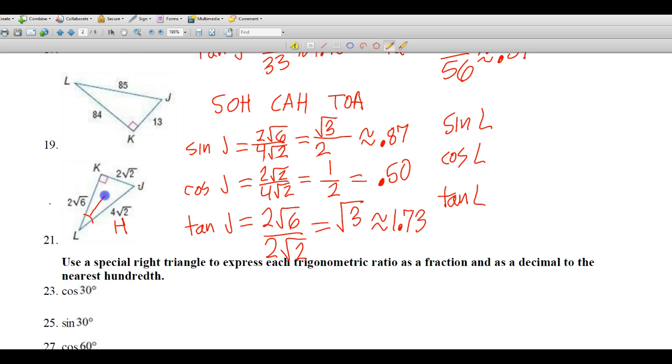So for L, now my opposite is 2 square root of 2. Hypotenuse is the same, and my adjacent is 2 square root of 6. So the sine of J will be the cosine of L. So the cosine of L will be the same answers we have here. Square root of 3 over 2.